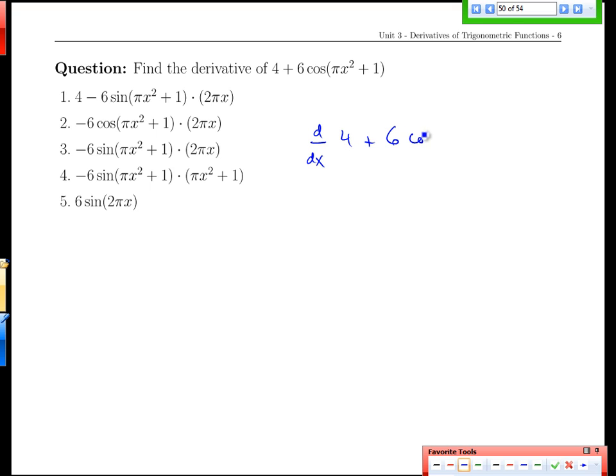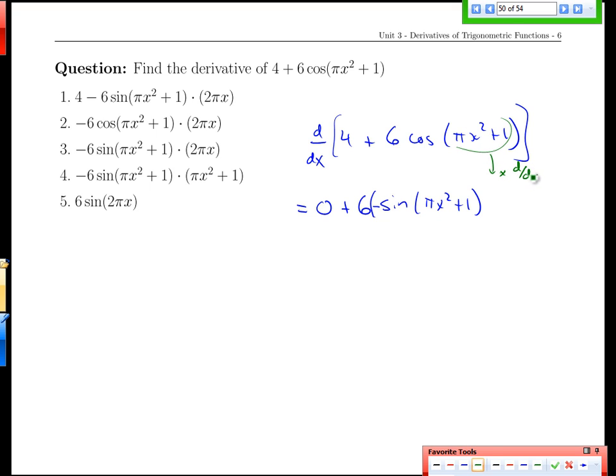So if we're trying to find the derivative of 4 plus 6 cos of pi x squared plus 1, all of that, then the derivative of the 4 is 0. The 6 is a constant multiplier, so we leave it alone and find the derivative of this. The derivative of cos anything is minus sine times the same thing. That's our chain rule. But times the derivative of what was inside. So times pi times 2x plus 0.